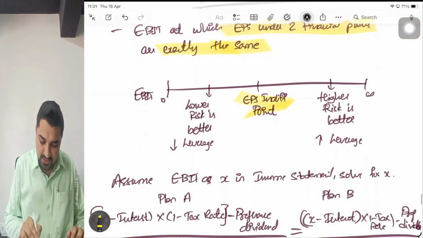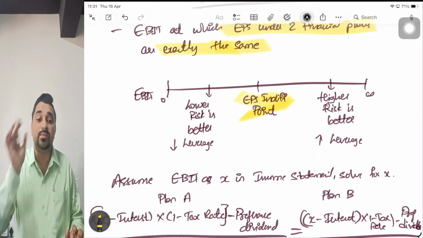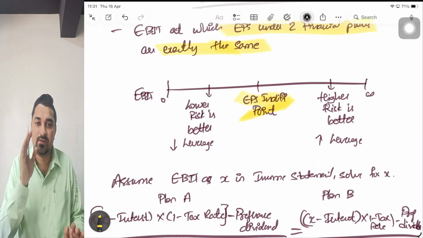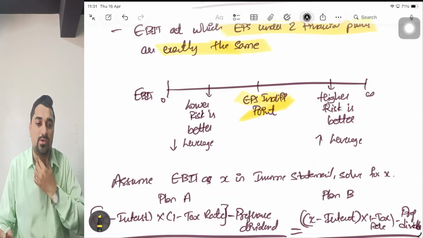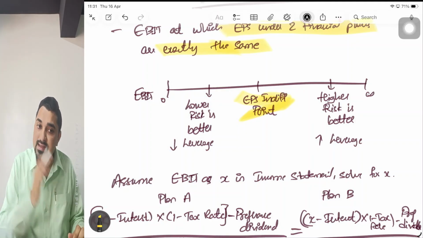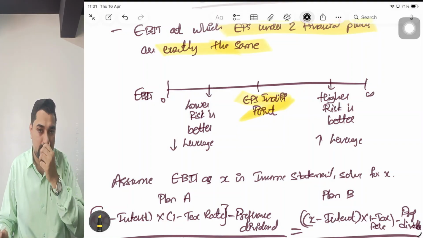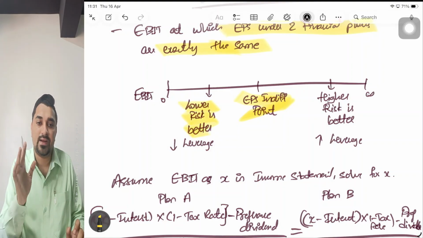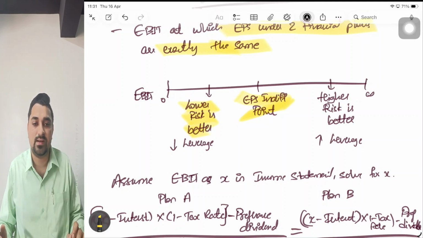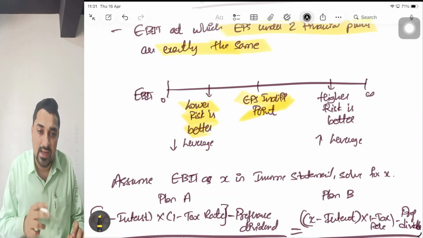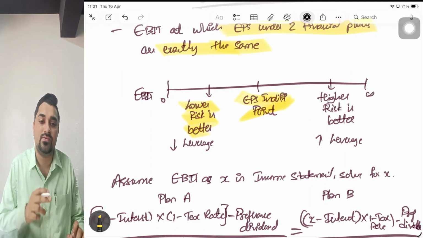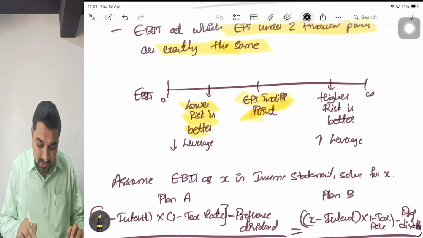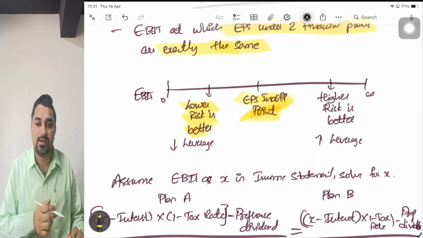So assume this is your indifference point. Sir, which plan will dominate over which plan? Which plan is better? If your EBIT is less than the indifference point, that financial plan with lower risk is better. In other words, a plan with lower financial risk, lower financial leverage will dominate the plan with higher financial risk. Why? Because your EBIT is less than the indifference point.